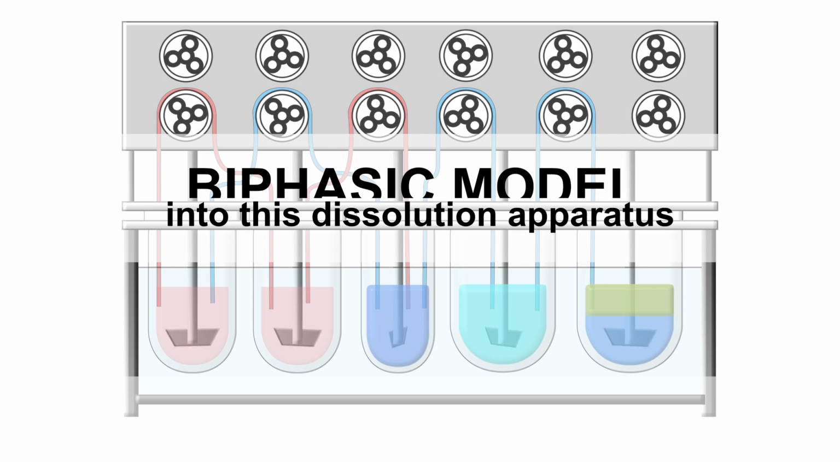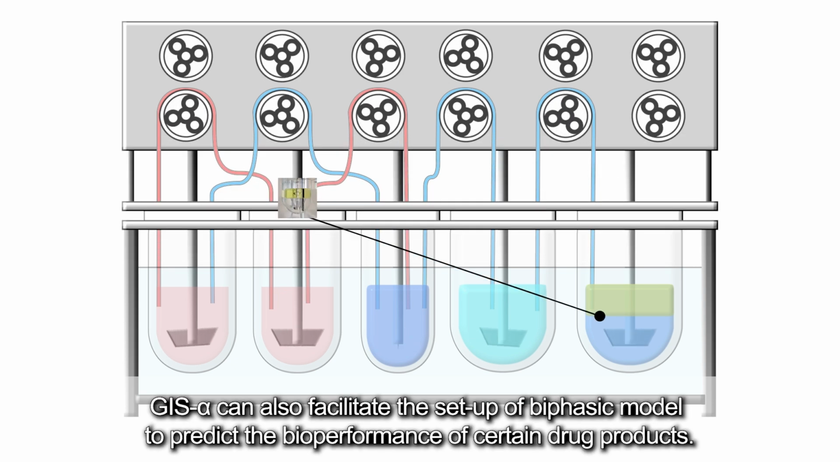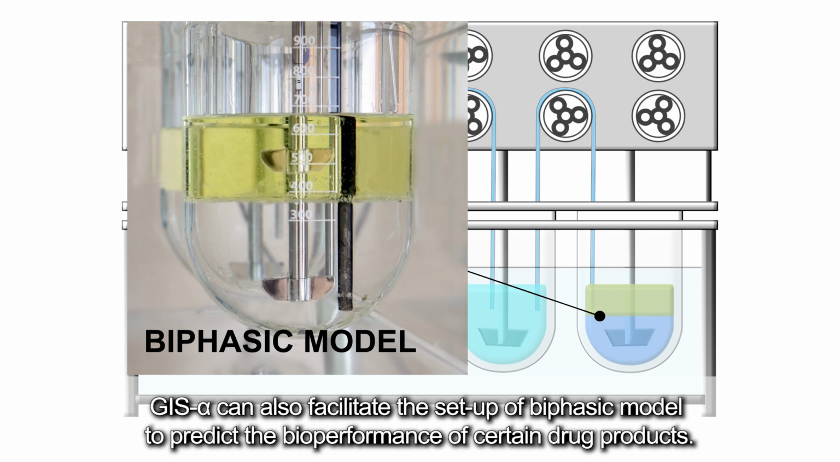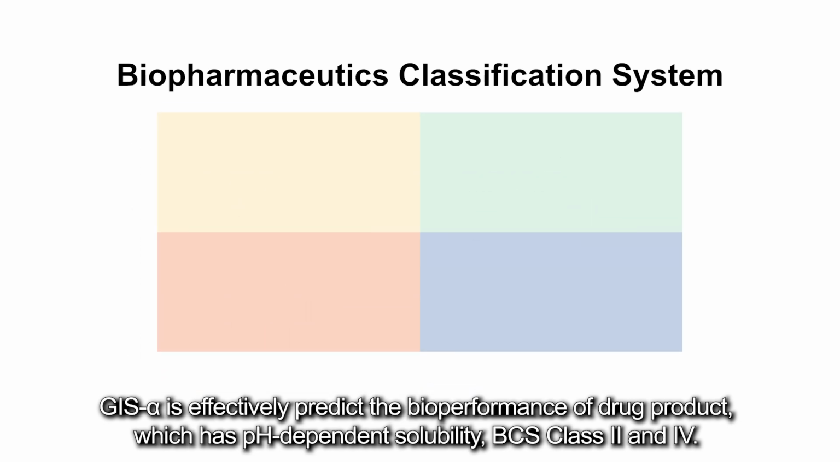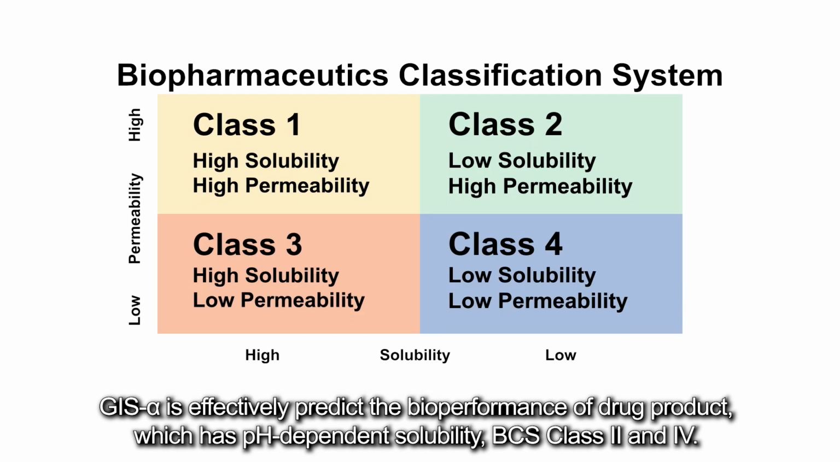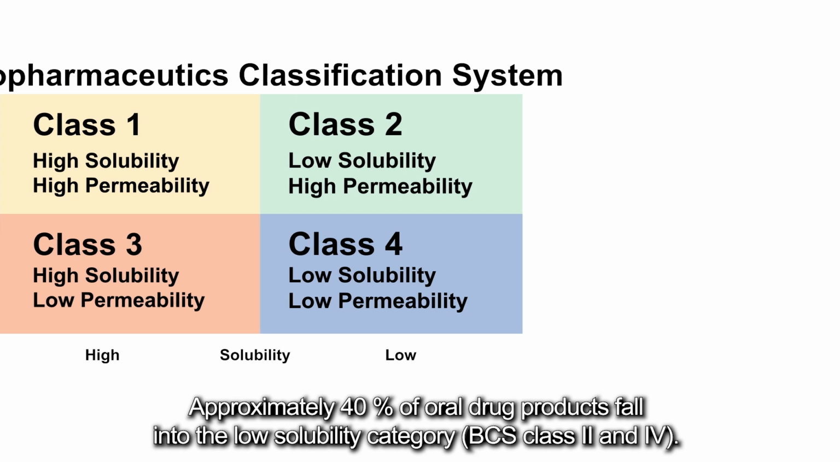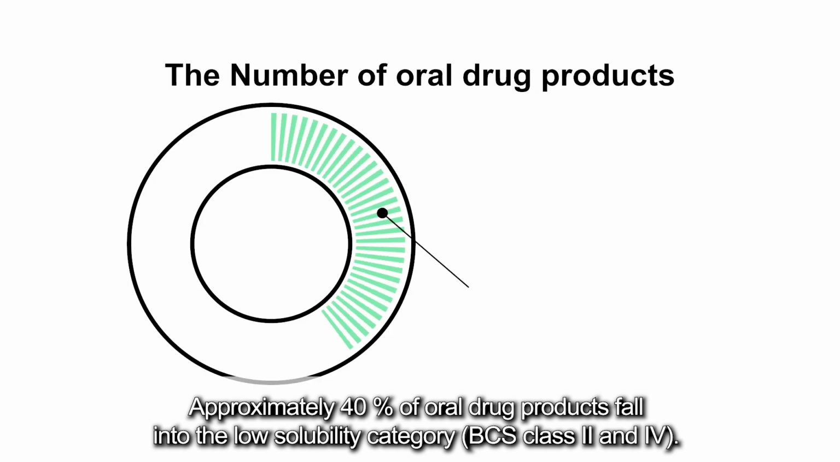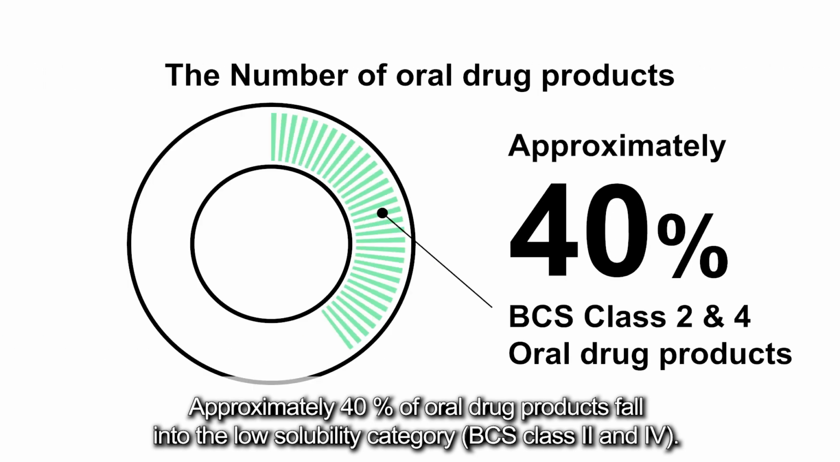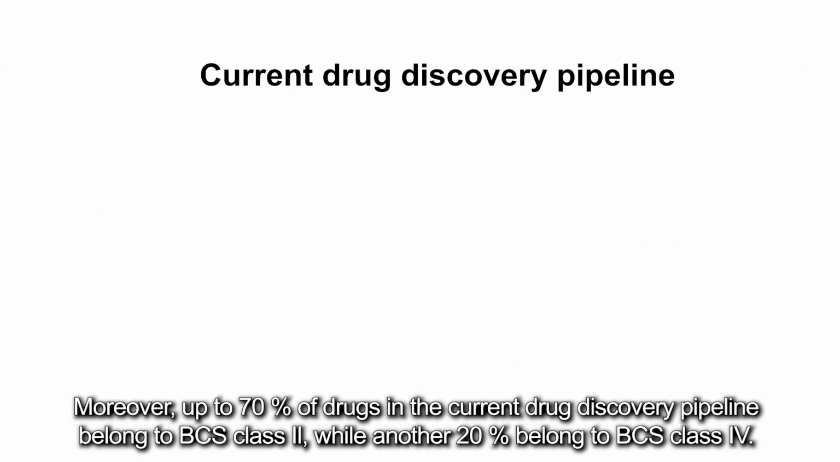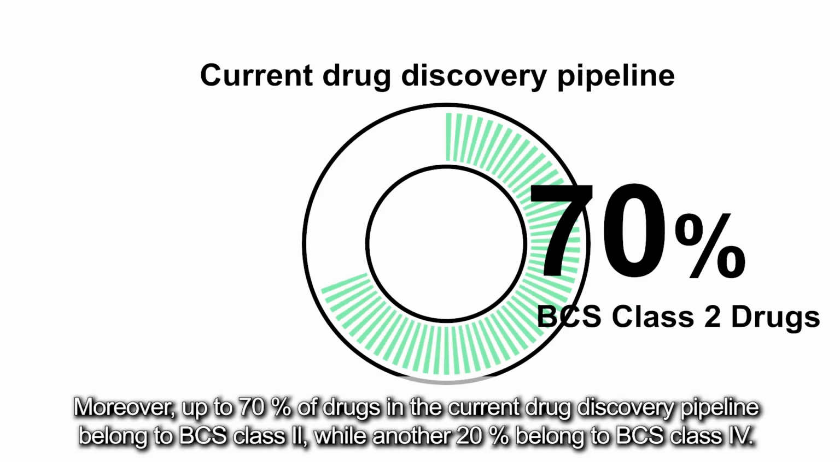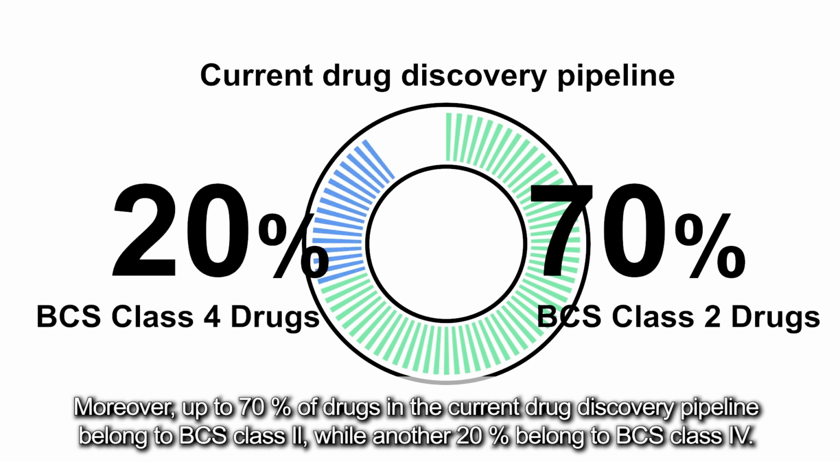Biphasic model. GIS-α can also facilitate the setup of biphasic model to predict the bioperformance of certain drug products. GIS-α effectively predicts the bioperformance of drug product, which has pH-dependent solubility, BCS class 2 and 4. Approximately 40% of oral drug products fall into the low solubility category, BCS class 2 and 4. Moreover, up to 70% of drugs in the current drug discovery pipeline belong to BCS class 2, while another 20% belong to BCS class 4.